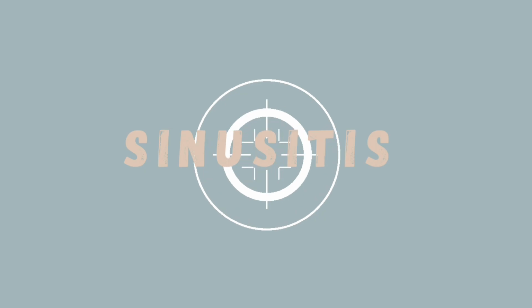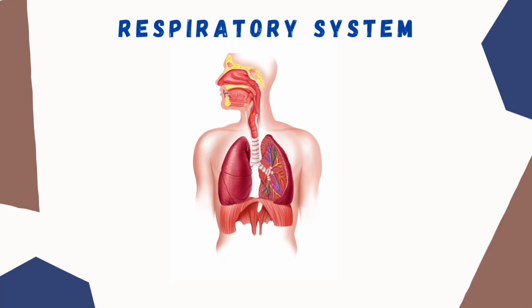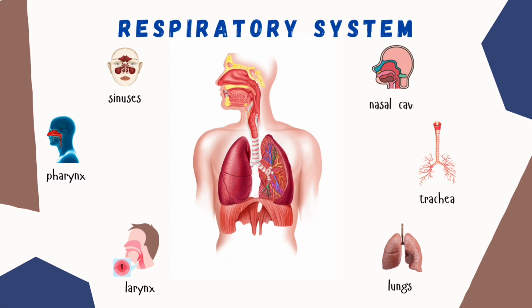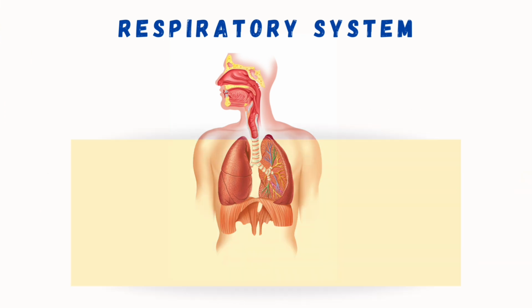In today's video, we will be reviewing sinusitis. Let's begin with an overview of the respiratory system. The respiratory system consists of the sinuses, the pharynx or throat, the larynx or voice box, the lungs, the trachea or windpipe, and the nasal cavity. Each of these parts have the potential for infection.